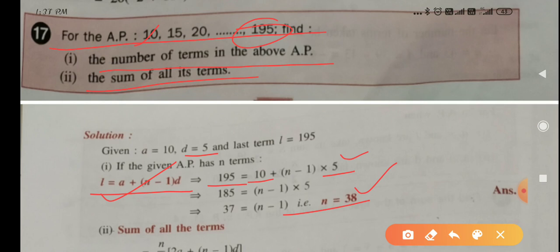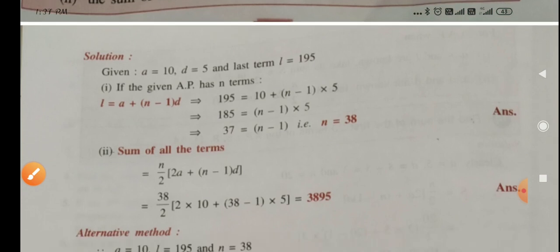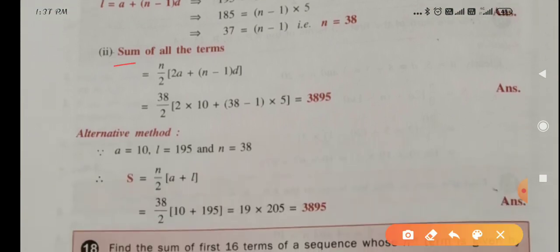And you have to find the sum of all the terms. Now this is not the condition of sum of first 10 terms or sum of first 20 terms. It is the condition of how many terms are there. For so many terms you have to find the sum. So here the sum of all 38 terms, value of n is 38, a is given 10, d is 5, you have found, so sum is coming 3895. So like this you can easily find the sum of n terms or the sum of the required number of terms.